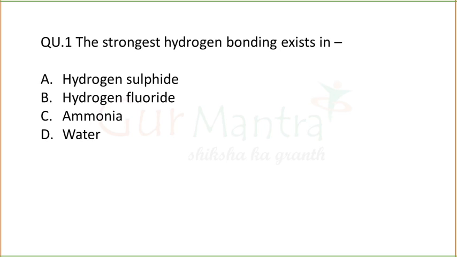Okay guys, so let's see the answer for this question. The question is, strongest hydrogen bonding exists in hydrogen sulfide, hydrogen fluoride, ammonia and water. So the correct answer should be option number B, hydrogen fluoride. Why? Because you know fluorine has the most electronegativity. So if the element has more electronegativity, then it should form the most stable hydrogen bonding. So the correct answer should be second, hydrogen fluoride.